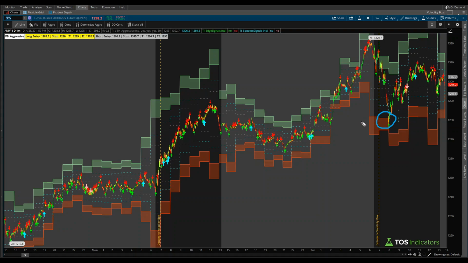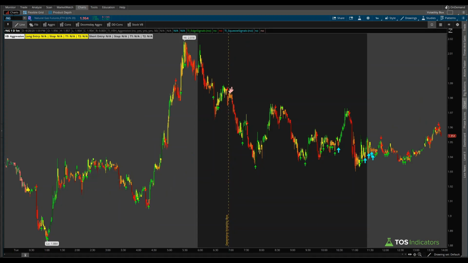So today, following our rule set kept us out of some of these trades. But now let's see where we did have an opportunity to enter, and that was natural gas.